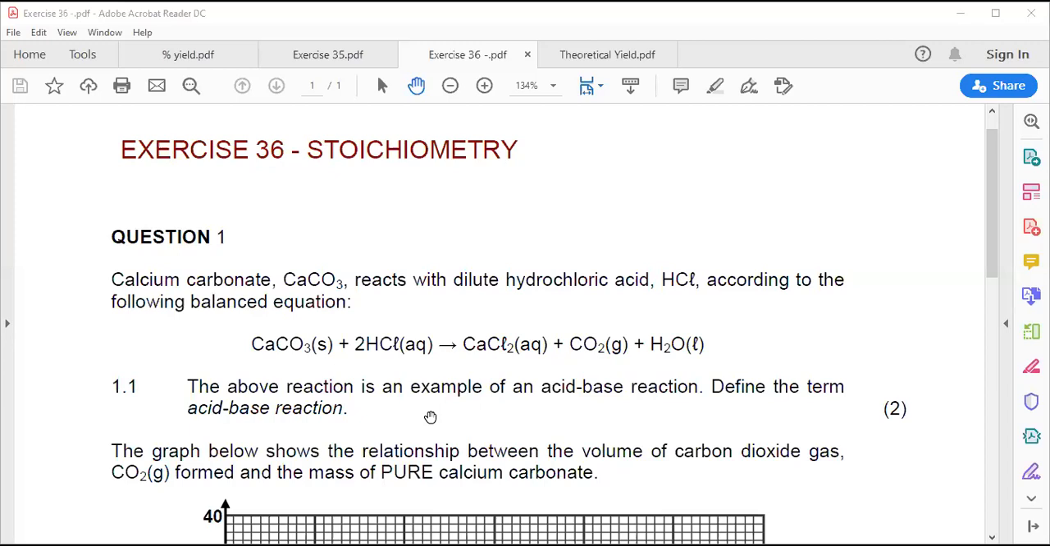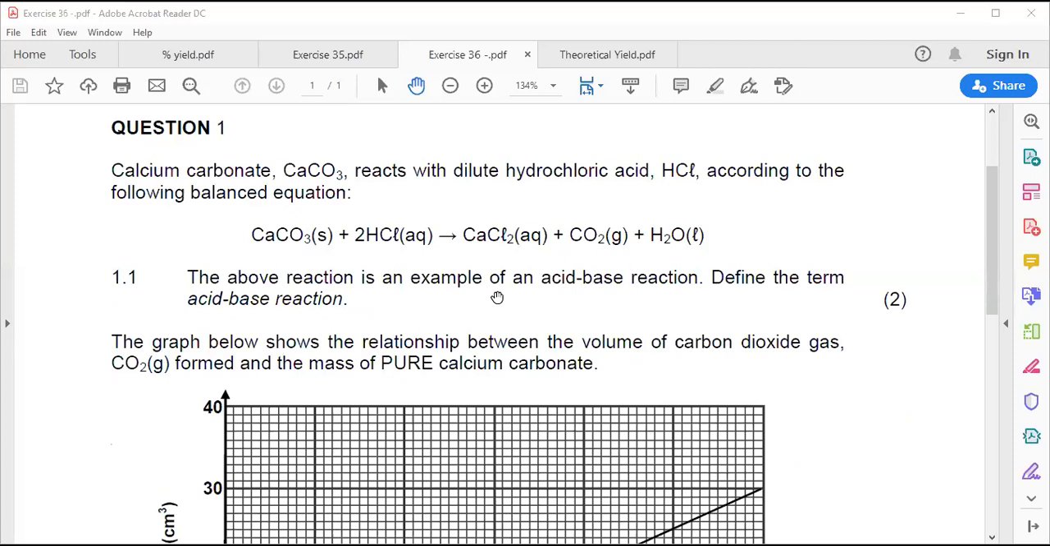What's the definition here? What is an acid-base reaction? Acid-base, anyone? Yes. How did you define it?